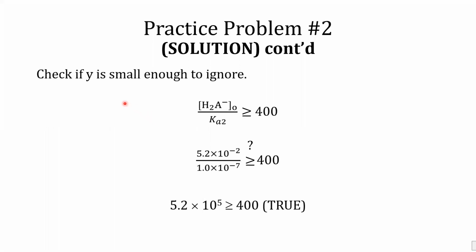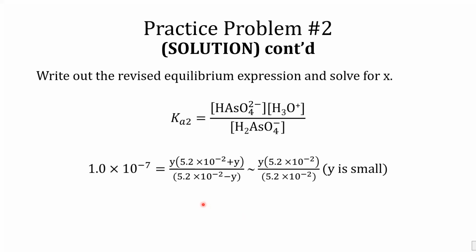To determine if y is small enough to ignore, we take the initial concentration of dihydrogen arsenate and divide by K2's value to see if it's greater than or equal to 400. In the end, the ratio equals 5.2 times 10 to the 5. And since it is greater than 400, the assumption that y is small is valid. In the end, after rearranging the equation, y equals K2, or 1.0 times 10 to the minus 7.